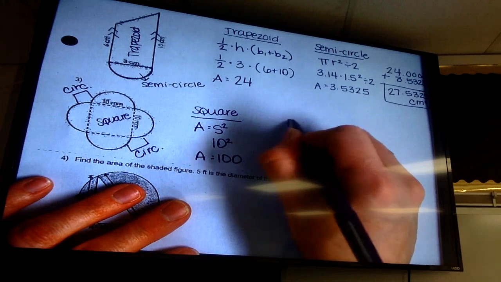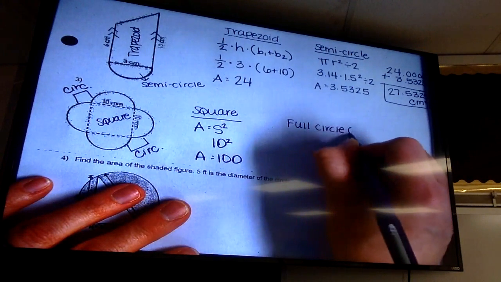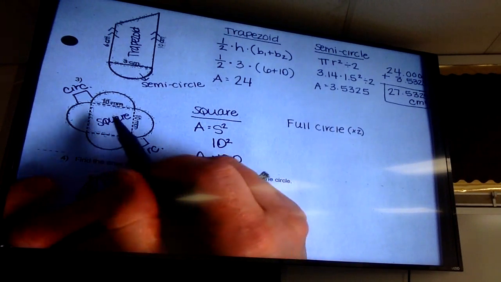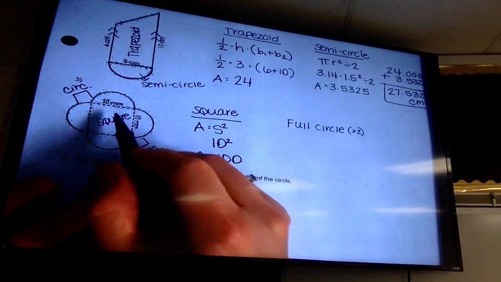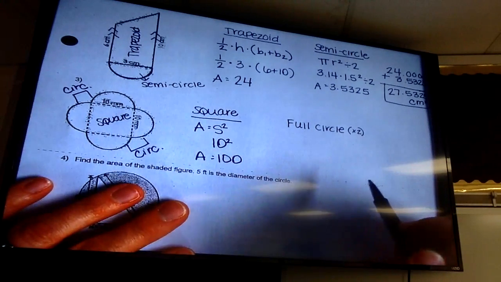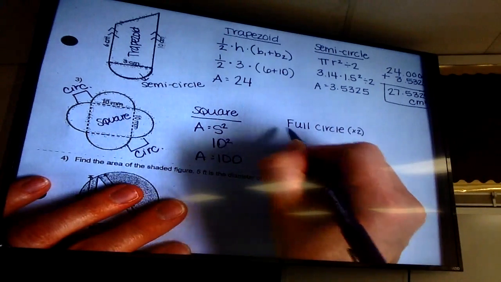Okay, I'm going to do a full circle. And then behind it, I'm going to write times 2 to remind myself that I have 2 full circles here. You could have also chosen to do a semicircle, and then at the end I would write times 4 because there's 4 semicircles. Either one would be acceptable.